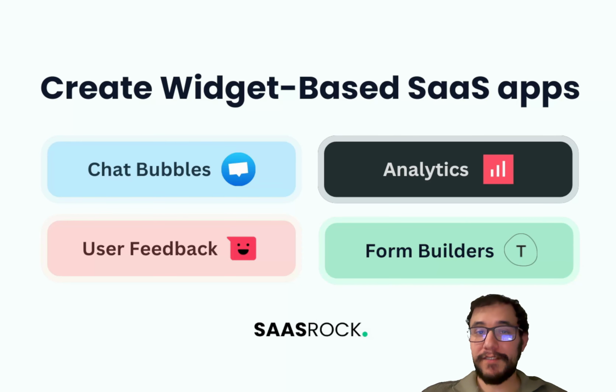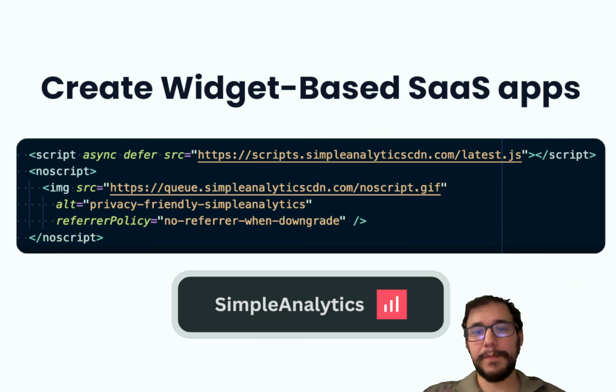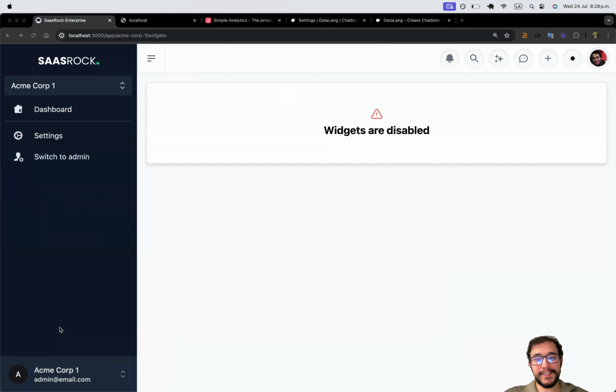If you have an idea around widgets, you're going to love this new feature in SaasRock 1.3, where you can build chat bubbles, analytic trackers, feedback dialogues, pretty much anything that is embeddable into a website and you want to sell it. Like Simple Analytics provide this code that you embed into your website.